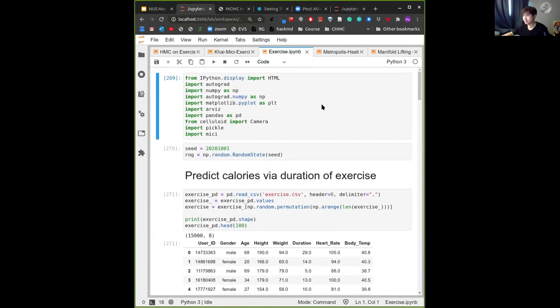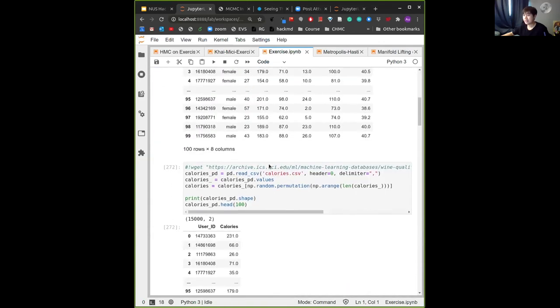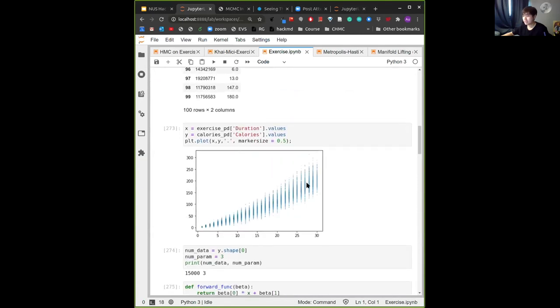So the last example is just predicting calories burned through the duration of an exercise. And this is just a data point. So clearly you can see that it's kind of a straight relationship, and I'm using a linear regression to fit it. That's all I'm doing. And I want to be able to do MCMC, HMC specifically, on the covariates of my linear regression.